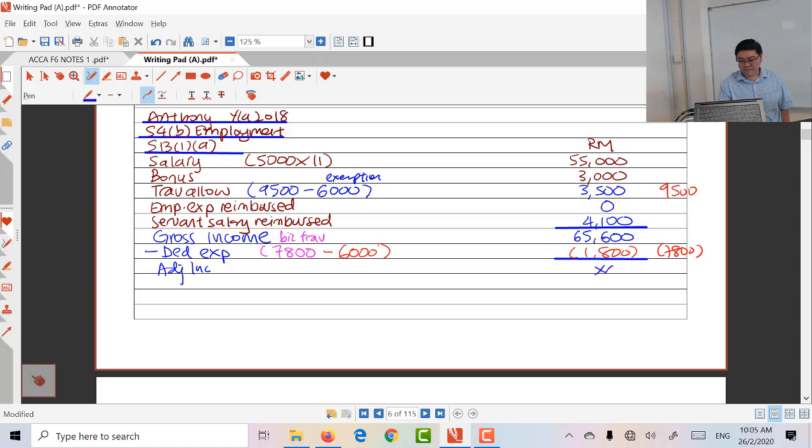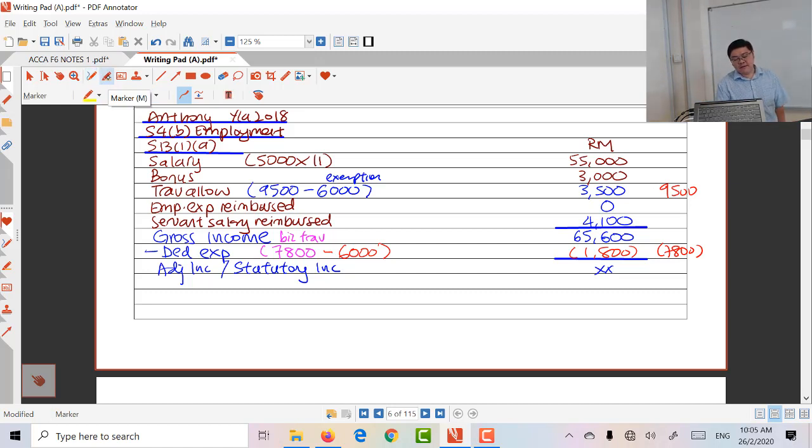Now, because employment will not get capital allowance, okay? Employment does not get capital allowance. Now, what gets capital allowance? Only business. So in that case, why do I write business? In that case, this figure will become your statutory, okay?